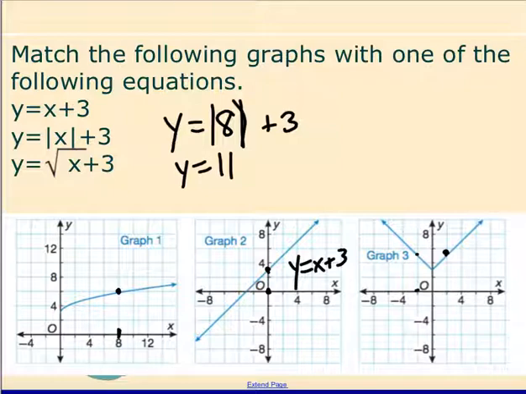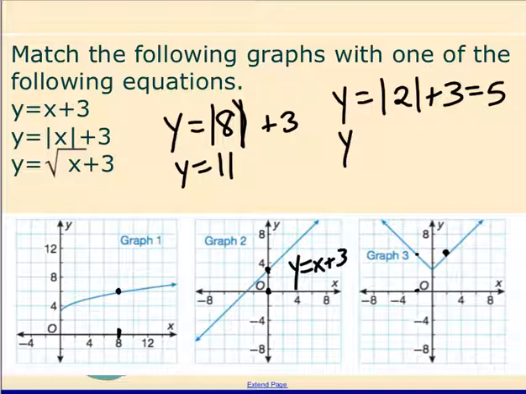Okay, if we do graph number 3, then we are saying, all right, let's check 2 again, and y equals the absolute value of 2 plus 3 gets us 5, so that works. How about that negative 2? Because it didn't work last time, so we do the absolute value of negative 2 plus 3. That gives us 5. So graph 3 is y equals the absolute value of x plus 3.